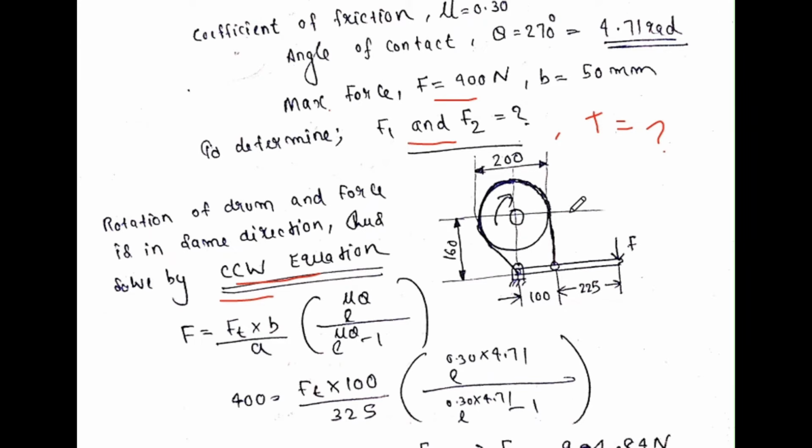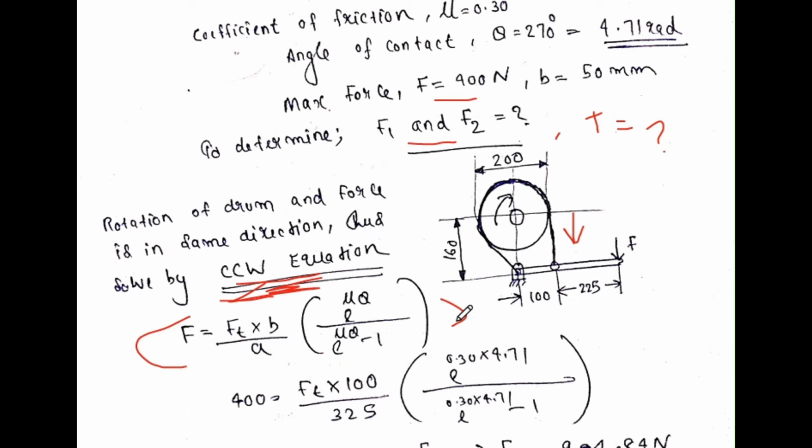Here we have clockwise rotation, so obviously this will be downward, and the force is also acting downwards, right? So both force and the direction of rotation are in the same direction. Otherwise we would be taking the clockwise equation, which is the opposite direction. Here it is in the same direction, so we'll be considering the anti-clockwise or counterclockwise equation, and this is the equation for counterclockwise rotation. We don't have the value of Ft, but we know the value of b. A is the total distance from the fulcrum to the point of action, that means 100 plus 225, that means 325.